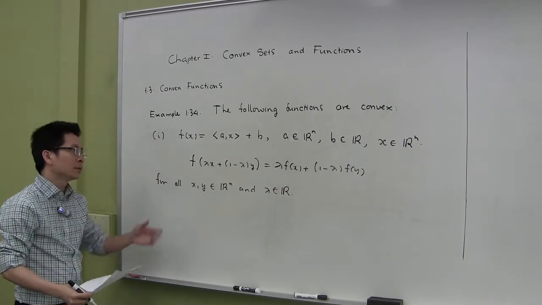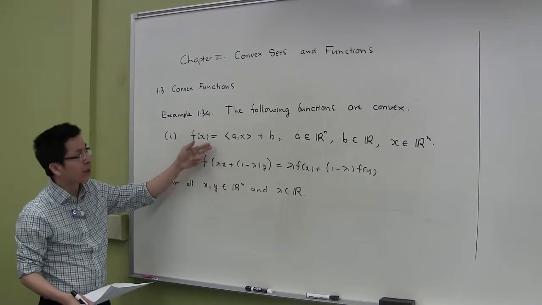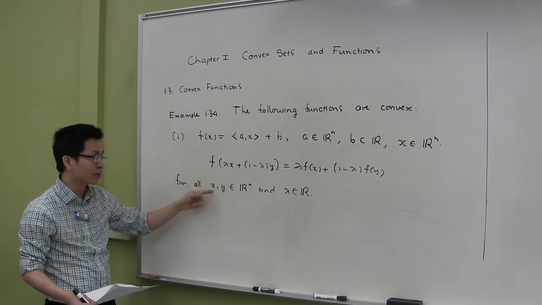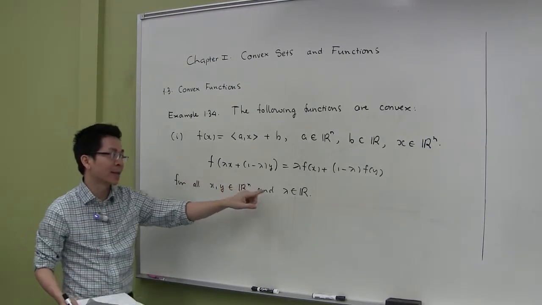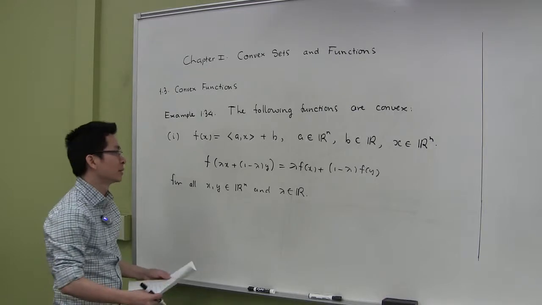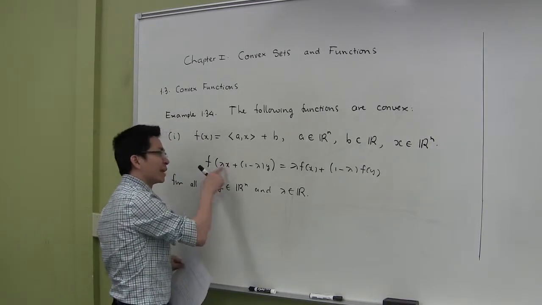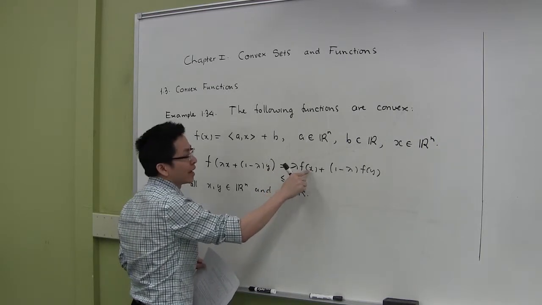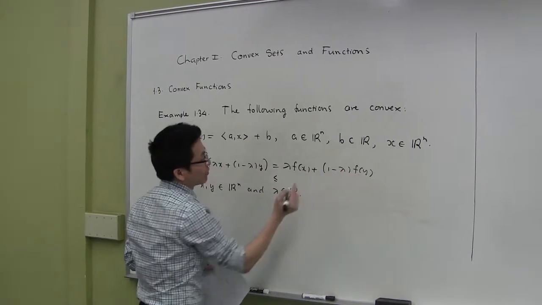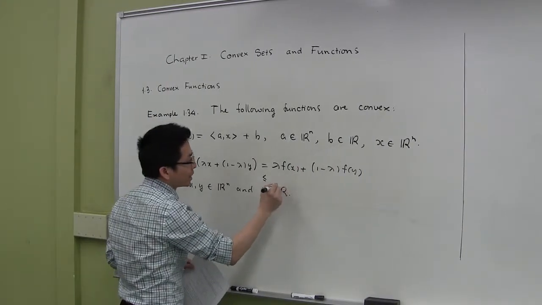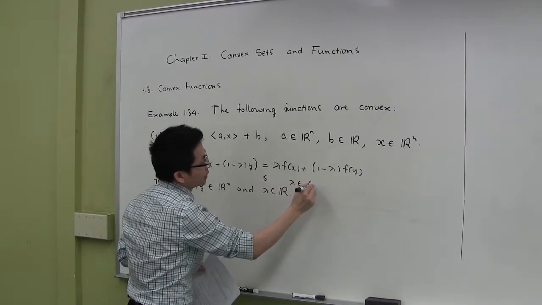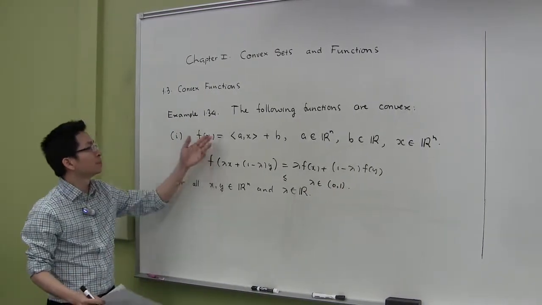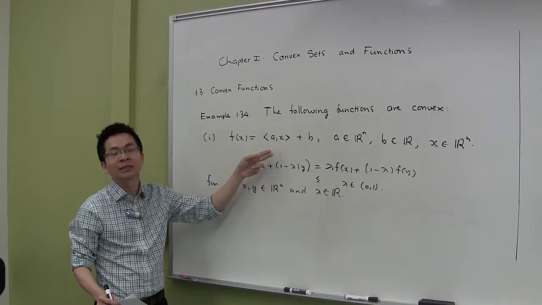So we already proved earlier that f here is an affine function, so this property is satisfied for all x and y in Rn and lambda in R. So in particular, we have that f of lambda x plus 1 minus lambda y is less than or equal to lambda f of x plus 1 minus lambda f of y for all lambda in the interval 0, 1. Okay, therefore, any affine function is convex.